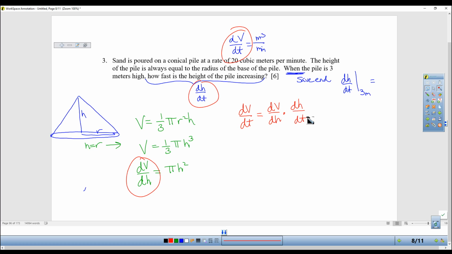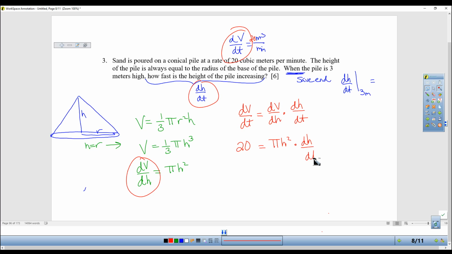Did you get it right? I hope so. There's my chain rule, and now I'm going to fill it in. Hopefully at least one of you just went, I get this. I like this. So this is changing at a rate of 20 cubic meters per minute. So 20 cubic meters per minute is dV/dh, which is pi h squared, times dh/dt, which is what we're trying to find.